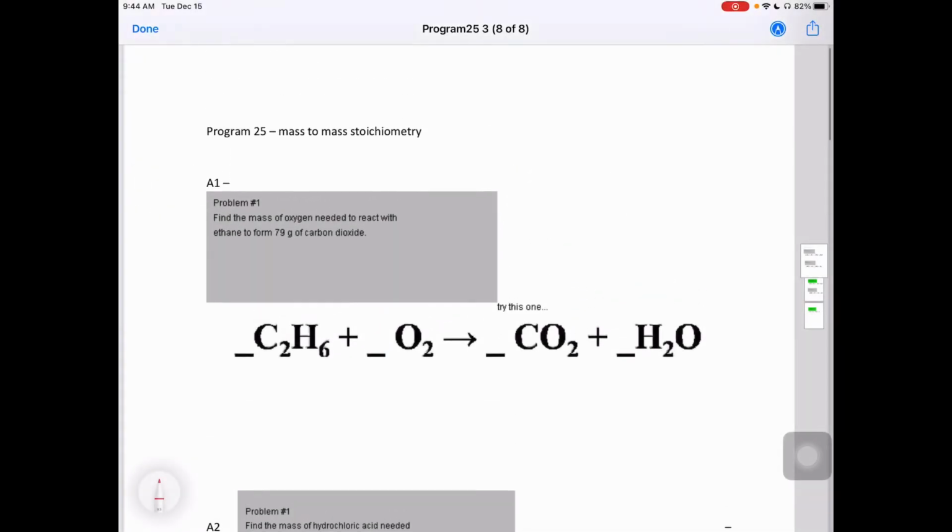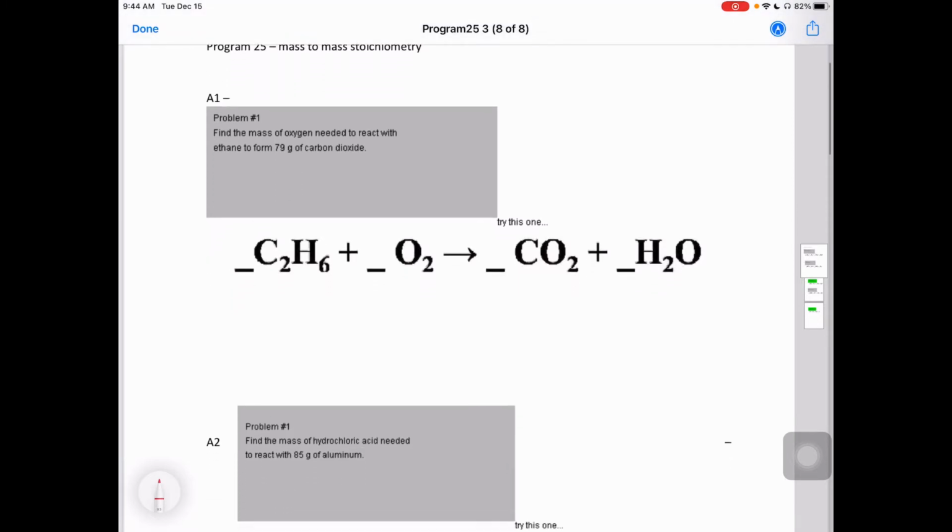Okay, this is a video on program 25, doing mass-to-mass stoichiometry problems. Given the grams of one substance, find the grams of the other substance, either product or reactant needed or formed in the balanced equation. So before I do this problem, I'm just going to write some steps down. You'll see why later.